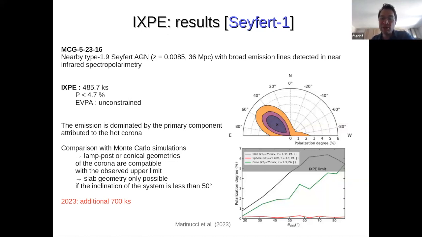And you see the IXPE limits, limits, nothing. So it was disappointing. At least we decided to run an additional 700 kiloseconds on the source. The paper has been submitted now, but I can tell you that we again detected nothing, despite 1.2 megaseconds on the object. So it was a big disillusion for us. There is something clearly we don't understand, because at this kind of inclination, we should have detected polarization.